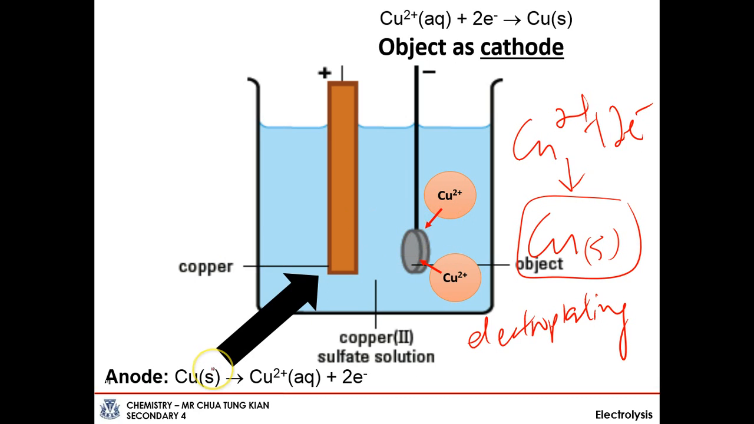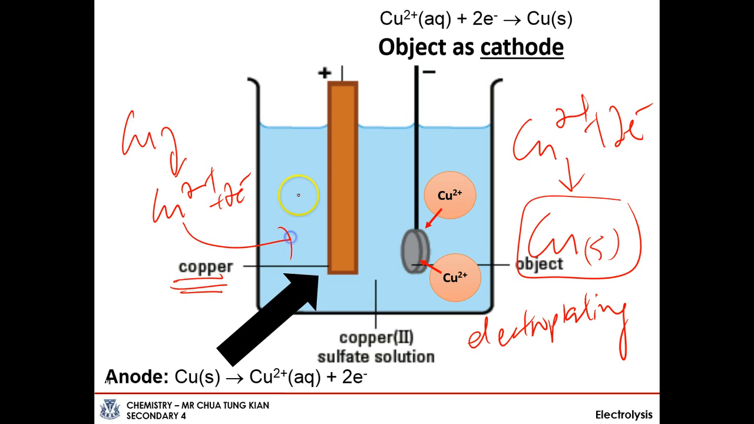So at the anode, what happens? The anode here is copper. So the copper anode will dissolve. It will give you Cu2+. And this Cu2+ enters into the solution and migrates over to the cathode and becomes deposited as copper here. So the concentration of Cu2+ in the solution remains unchanged. So this process can continue non-stop.